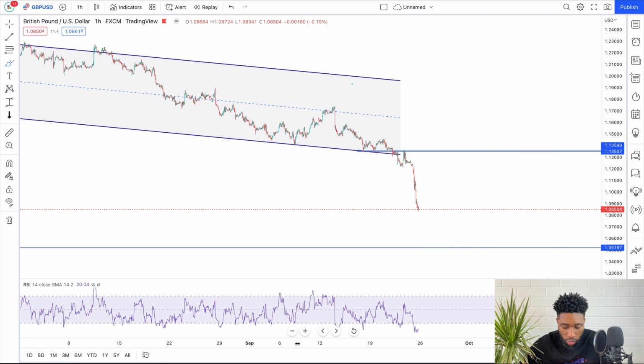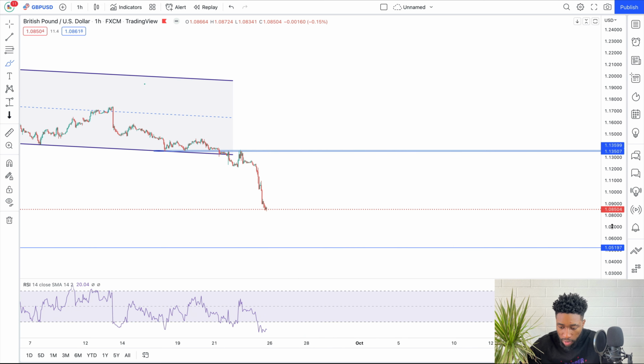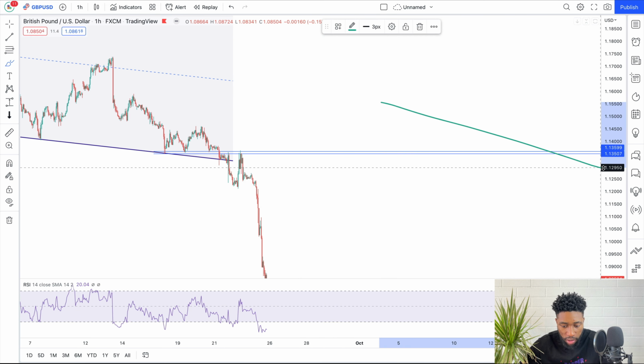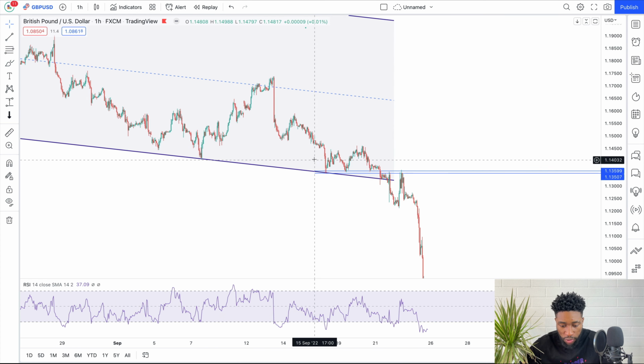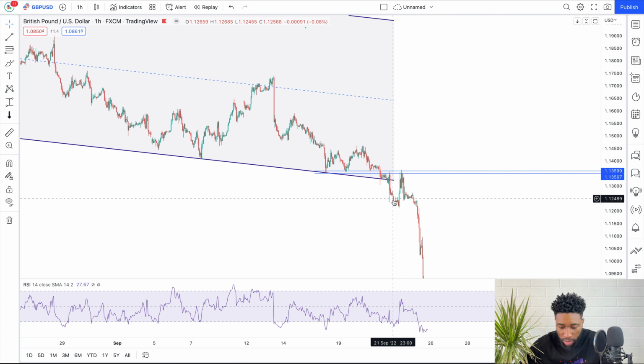So just to show you a practical example of what I'm talking about. As you can see, we had this consolidation here, right? So we had a breakout, and we had a retest of this area of value before we dumped harder.